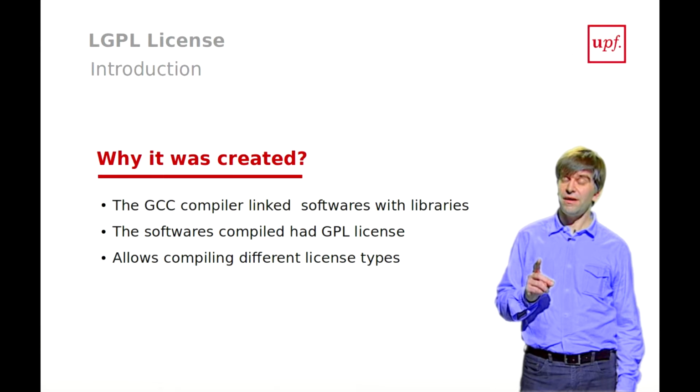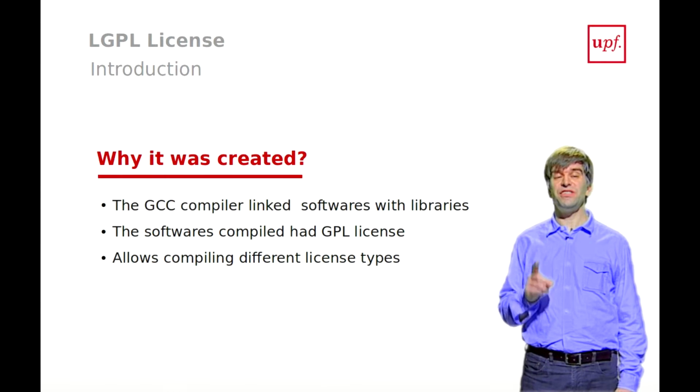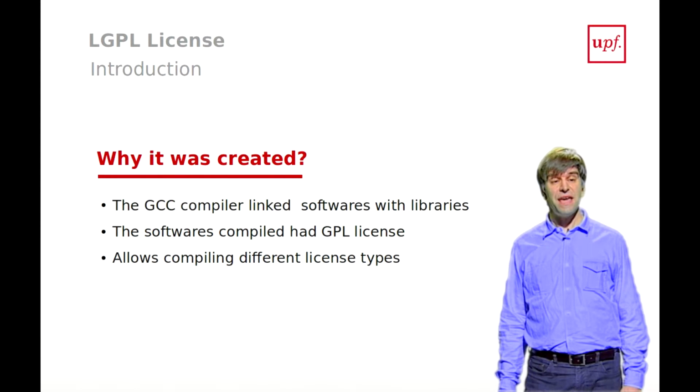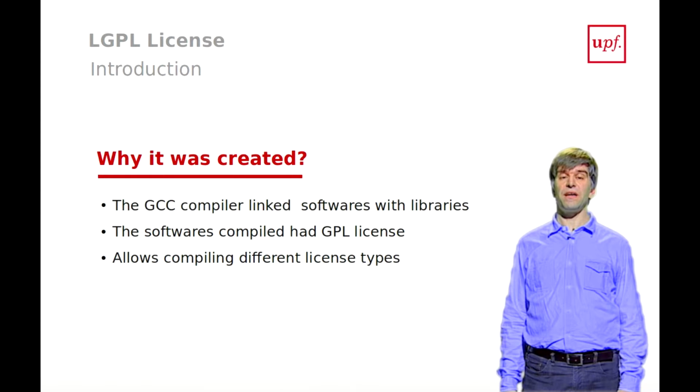which in its first version, launched in 1991, was called Library General Public License. In the second one, published in 1999, the name was changed to Lesser General Public License, while the last one was in 2007.